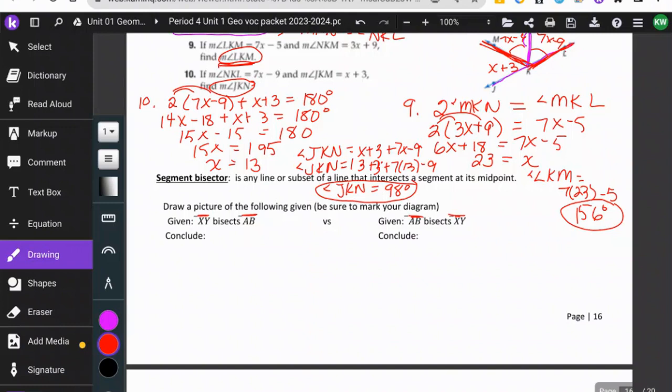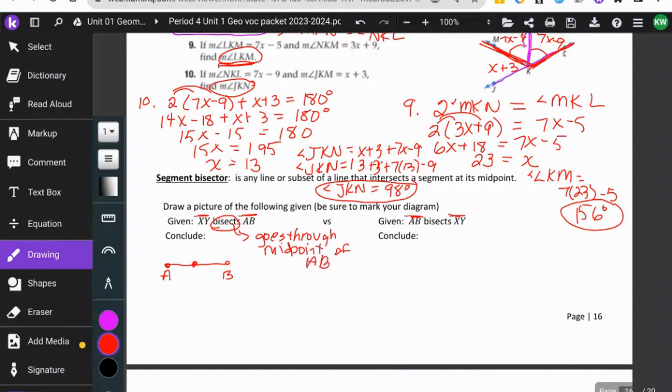All right, back on. So we have, and this is the key, XY is bisecting AB, right? So that means that XY goes through the midpoint of AB, right? That's what that's saying.